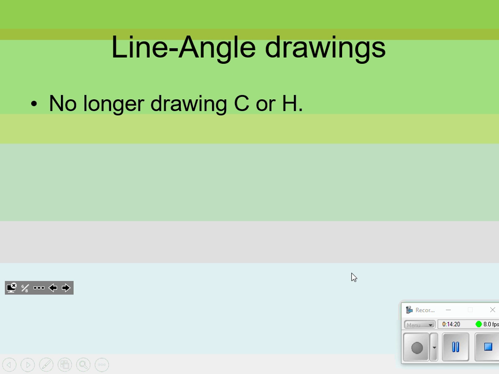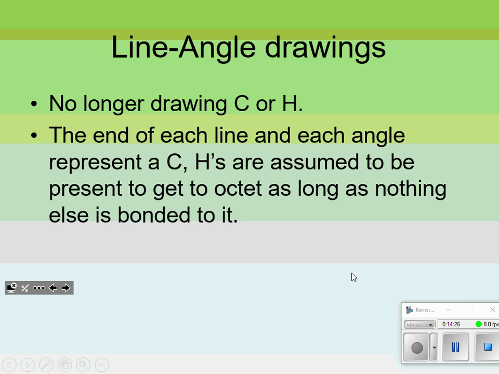So what we're going to go over is both that quicker way called line angle drawings, but then also we're going to have a little fun with it. So we're no longer going to draw carbons or hydrogens. Instead, it's going to look early on like we're drawing zigzag lines. And what those zigzags represent is at the end of each line and at each angle is a carbon. Hydrogens are assumed to be there to get it to the octet if nothing else is bonded to it. So what I'm going to do is go over 2 examples with you right now and then give you a chance to try to work on more problems that you picked up on the way in.